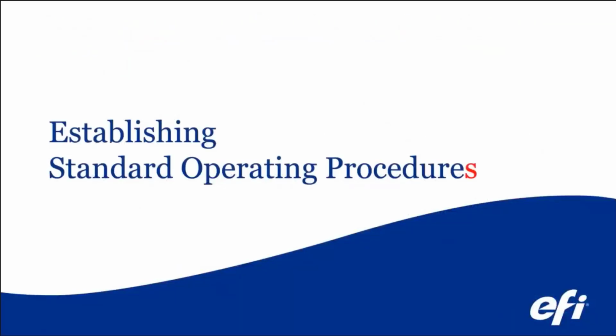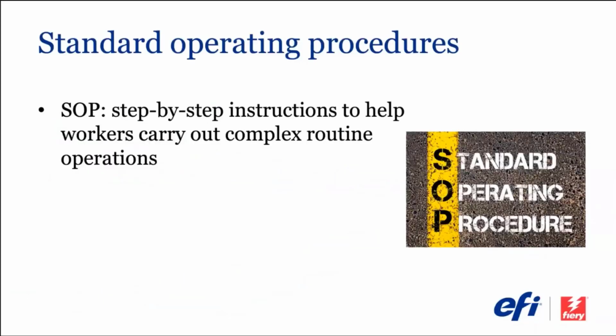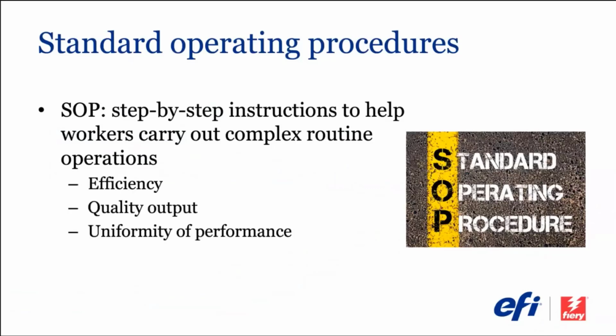You're going to want to establish standard operating procedures, and the S is in red there for a reason: multiple standard operating procedures, because ideally you're going to have standard operating procedures for different areas of your company. A standard operating procedure is a set of step-by-step instructions that help you, your workers, your employees, your staff carry out complex routines. It helps ensure that you're efficiently using the equipment, that you're producing quality output, and uniformity of performance. It also can reduce miscommunication.